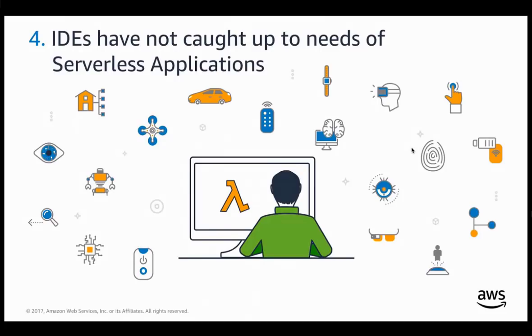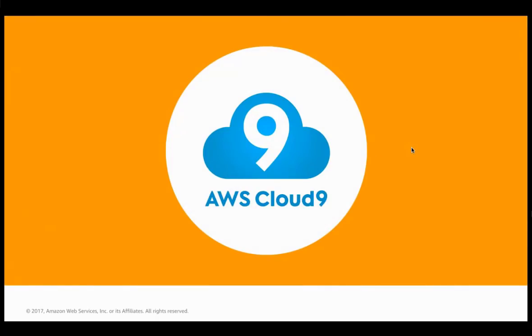The fourth dimension we want to address is that IDEs today have not caught up to the needs of serverless applications. Lambda is really changing how we think about building services in the cloud. And with this, also your tooling needs to adapt. And tooling today doesn't really cater to the needs of serverless applications. And so with this, we're introducing AWS Cloud9. And let me just share with you some of the details of what Cloud9 is.